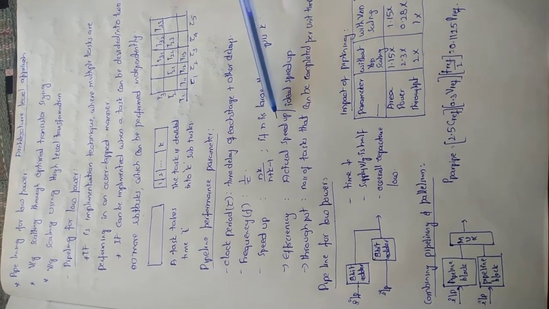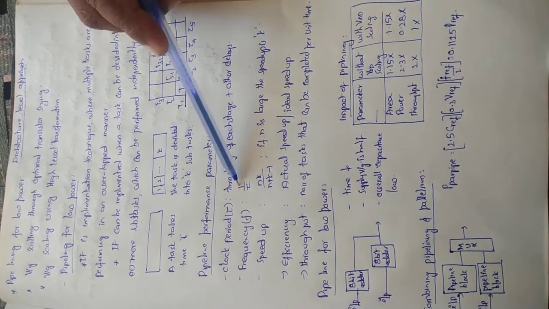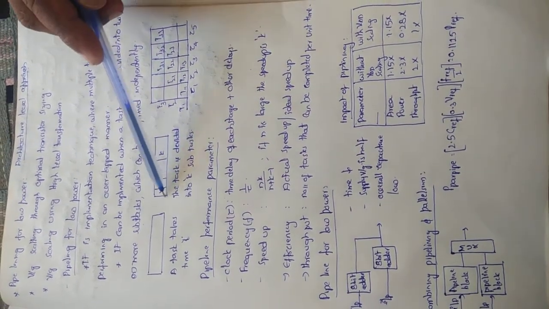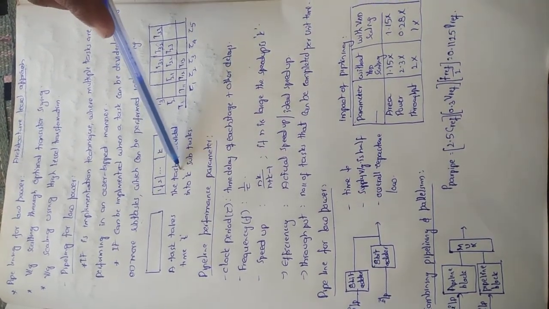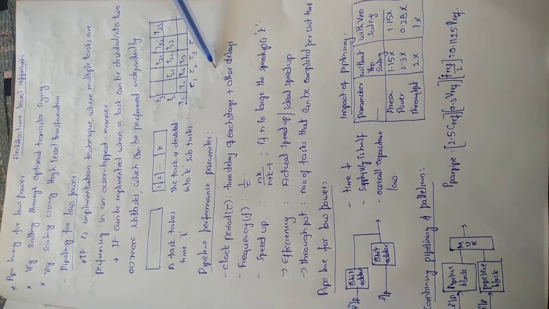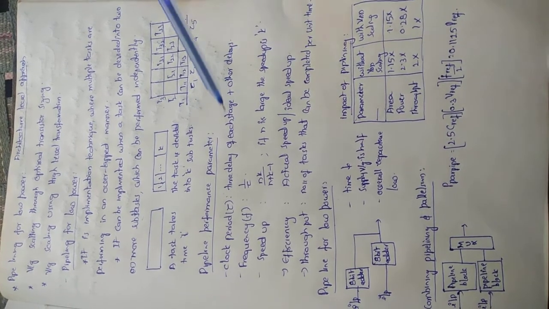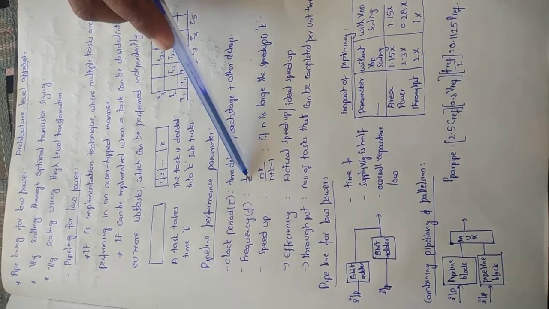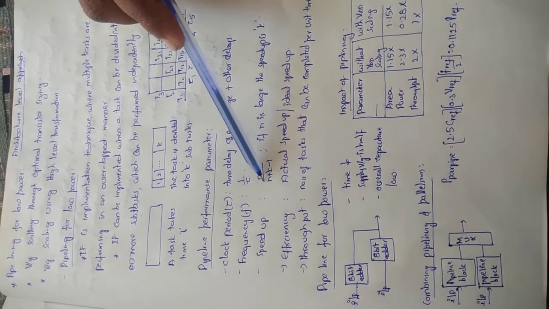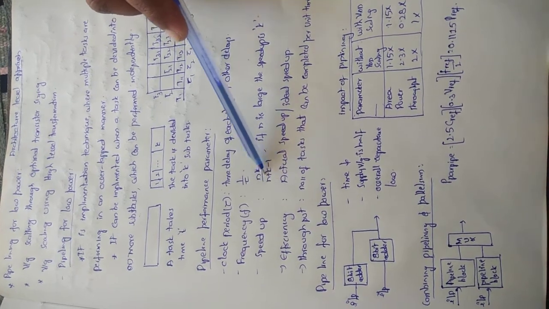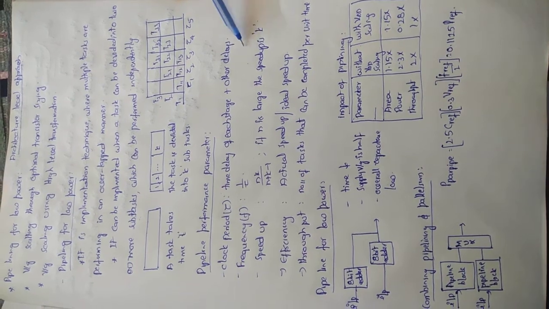The other parameter is clock period. This is the time delay for each subsystem or each stage, and it includes the latch. That is why I have included the sum of the time delay of each stage and other delays. Frequency is 1 by clock period. Speed up: let me consider that the n value is very high. At that time the speed up increases with respect to k.